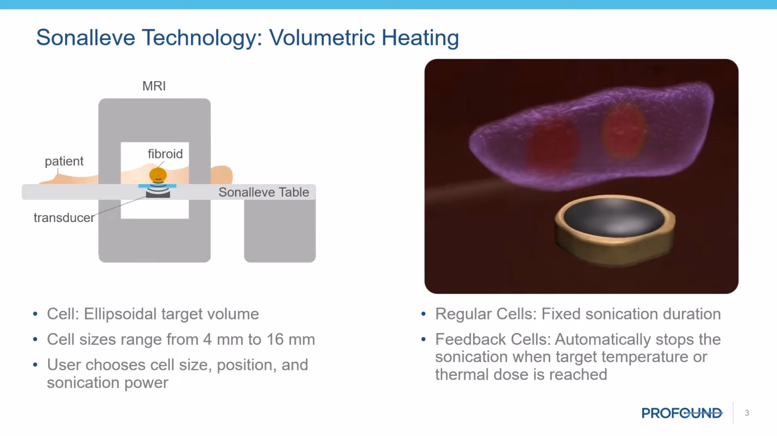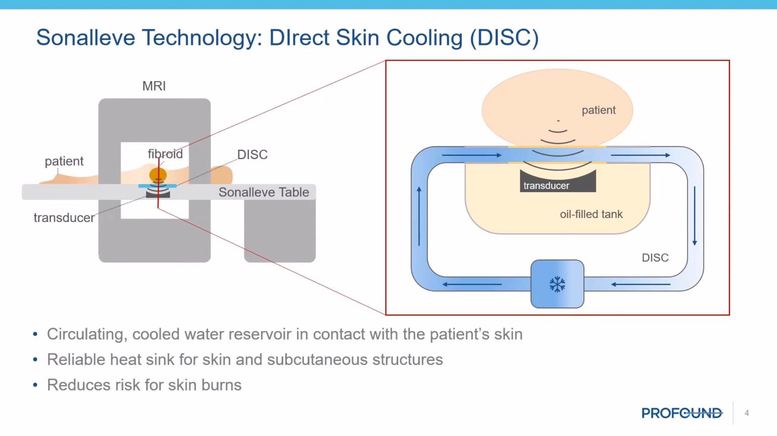If large volumes are treated that require several cells and several sonications, there is a risk for tissue burns at the skin or in the subcutaneous fat layer. In order to minimize the risk of tissue burns in these cases, Sonalleve includes a direct skin cooling or disc system, as depicted on the right. The disc is a circulating cooled water reservoir situated within the acoustic window and in contact with the patient's skin. It functions as a reliable heat sink for skin and subcutaneous structures and therefore reduces the risk of skin burns.